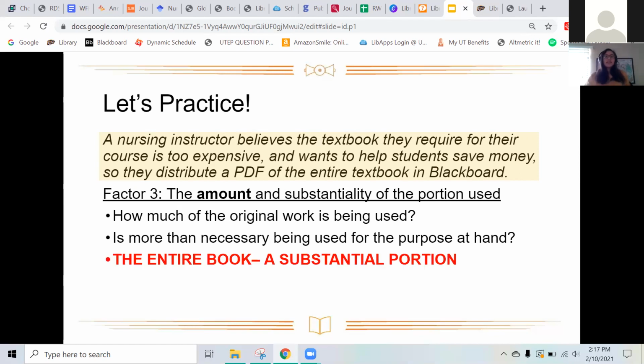So in this case, the entire book is being used. That's a substantial portion. Maybe the entire book is necessary for the purpose at hand, but it's still a substantial portion. So I would say it fails to meet factor 3 of fair use.